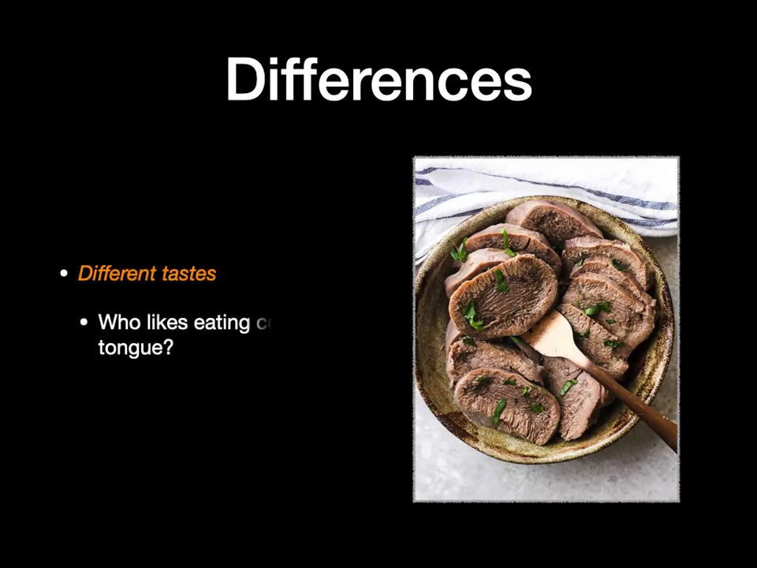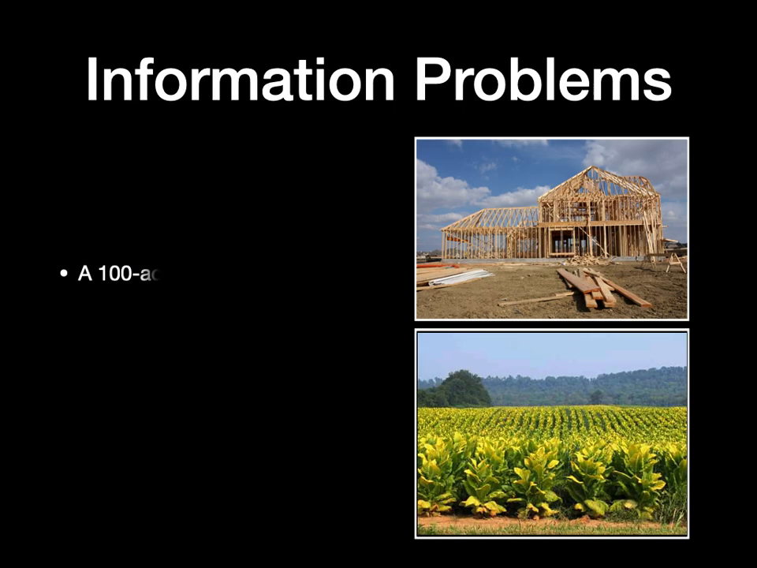Next thing is we look at different tastes. This is cow's tongue. I'm not a big fan. My son loves cow's tongue. He has cow tongue tacos. So we have to deal with different tastes. People have different tastes, and they also have different talents, and these are things that make coordination a little more difficult because we don't know what those tastes are for each person and what those talents are until they reveal them. The information problem.